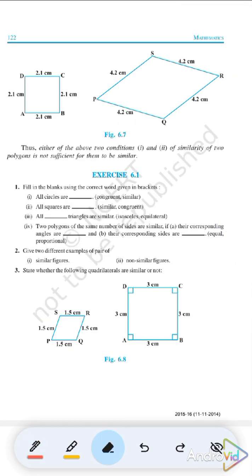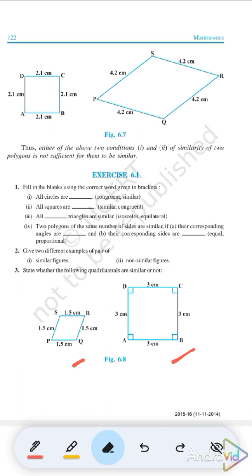Now the third question is: state whether the following quadrilaterals are similar or not. In the first figure it is given as a rhombus. The second figure, in the second diagram, is a square. So we have to find whether both these quadrilaterals are similar or not. To find whether two figures are similar, we have to check two conditions. First, whether their angles are equal. Second, their sides should be proportional.